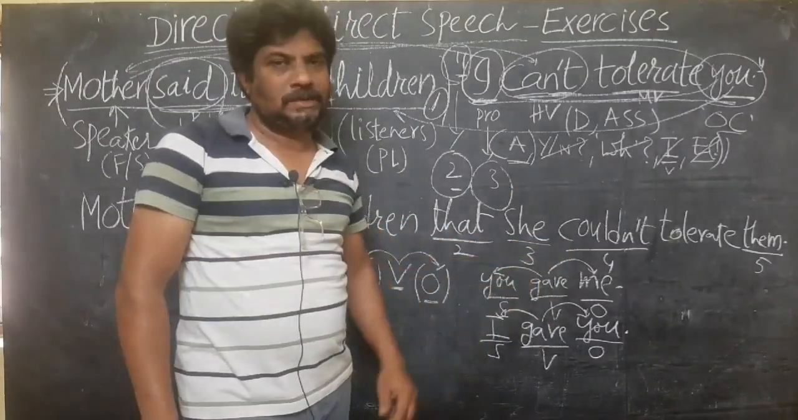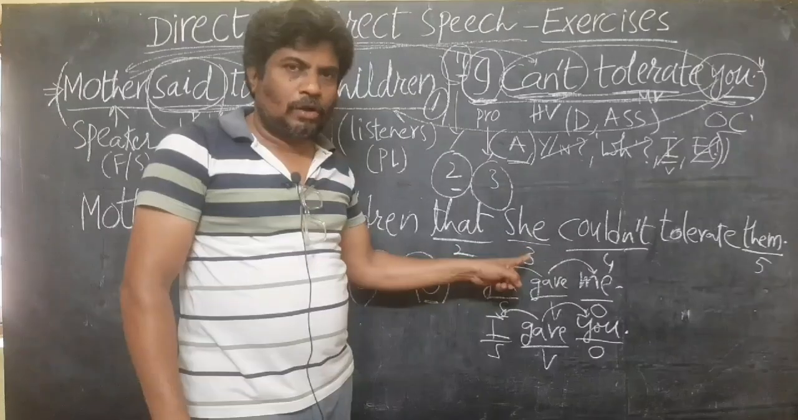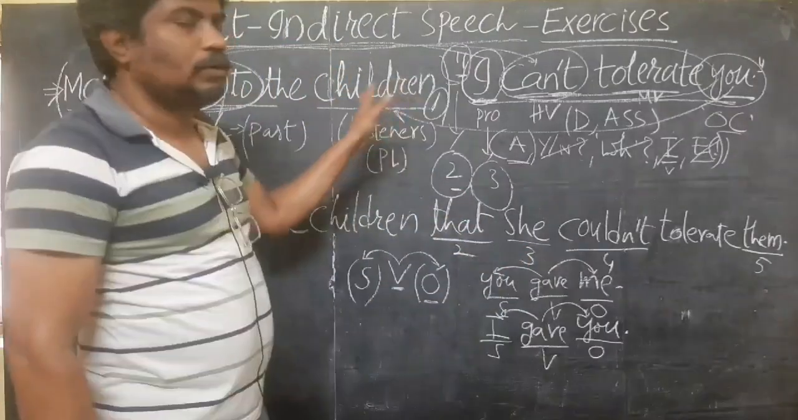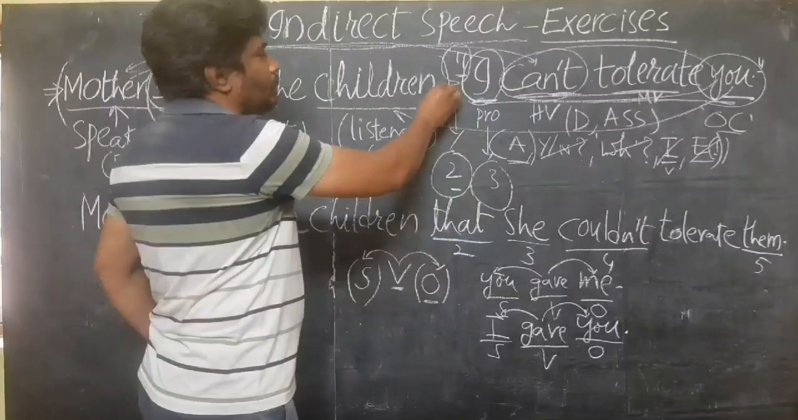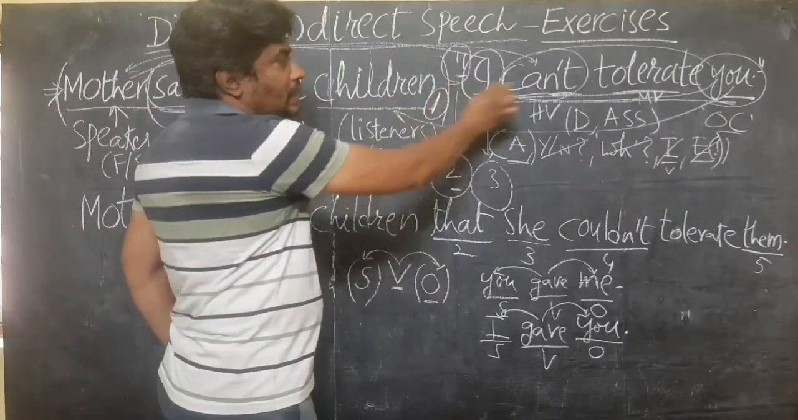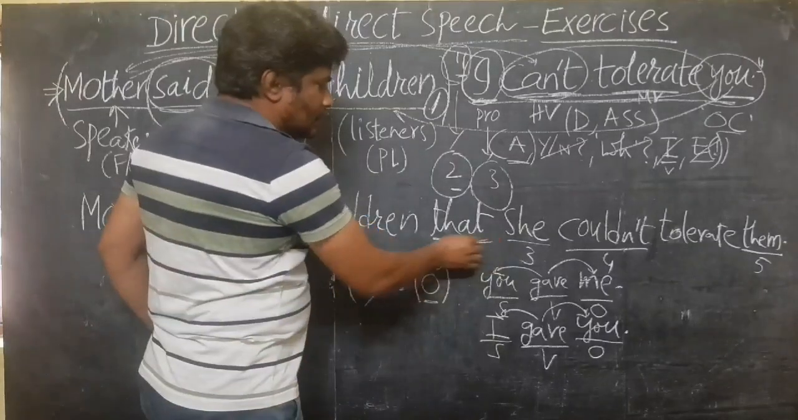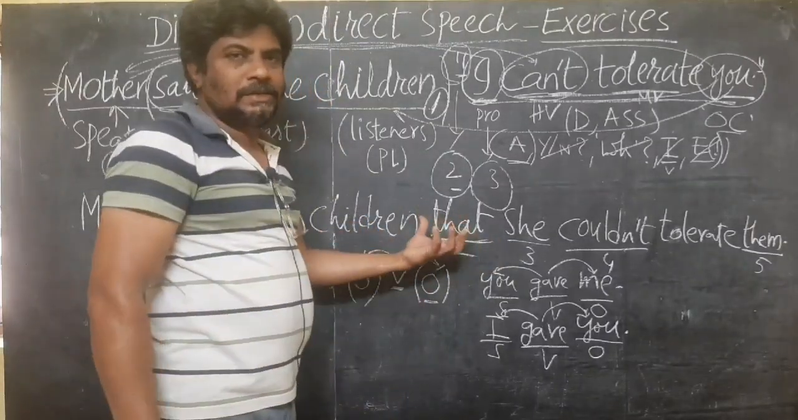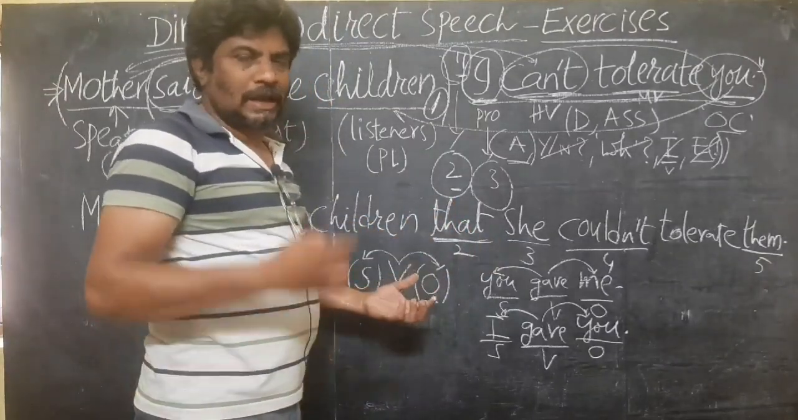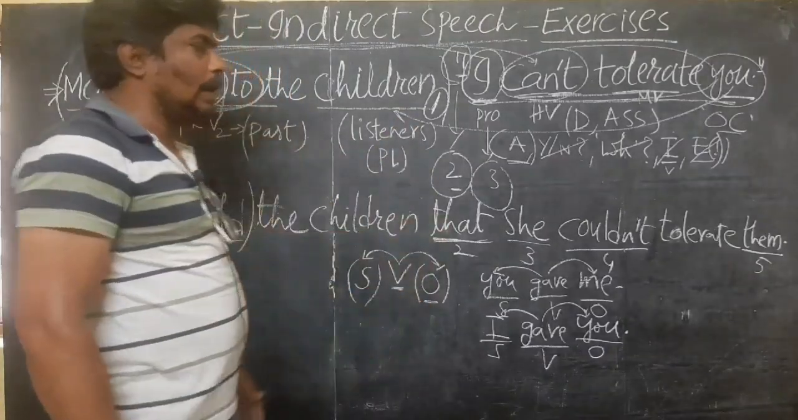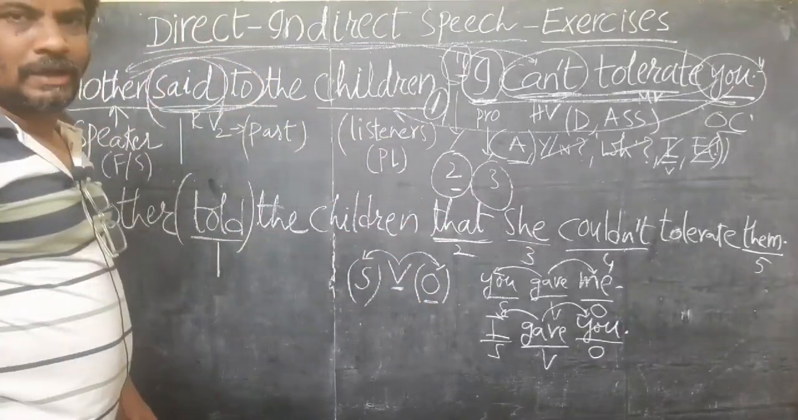This is called a complex sentence. And here observe, these are two simple sentences. They are separated by a comma. This is a simple sentence, this is a simple sentence. These two simple sentences are joined using the conjunction that. The resultant sentence is called a complex sentence. We shall have a detailed discussion in the simple, complex, compound sentences video. This is how you have to transform and write an answer.